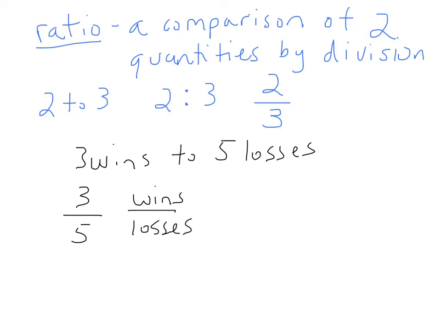Now, it is important to write ratios using the number that comes first for the numerator and the second number as the denominator, because 3 to 5 is different than 5 to 3. Those two fractions are not equivalent. So again, it is important in writing ratios which number comes first.